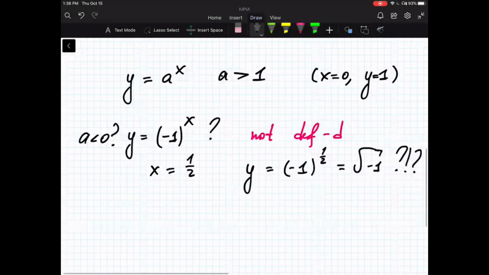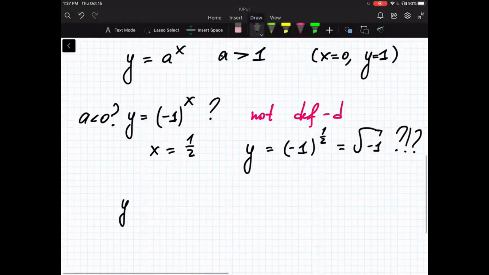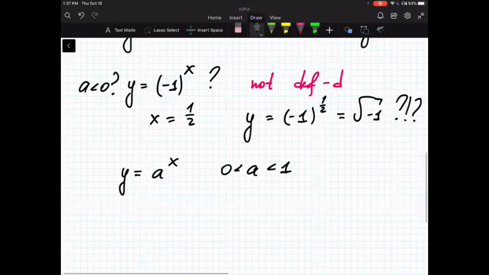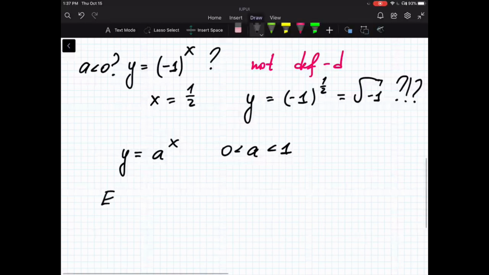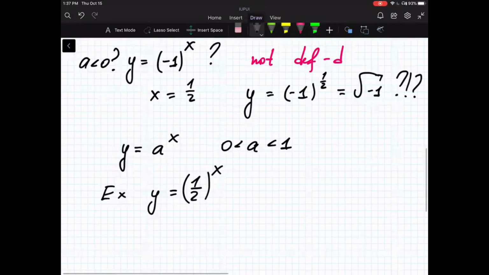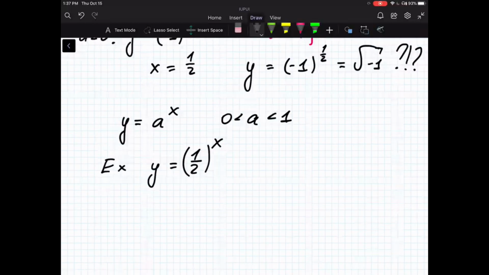But what about the situation when a is equal to 0? You can say that y is 0, so it's not a very interesting case. But what if we have a function with a now between 0 and 1? Again, in case a equals 1, you get that y is just 1. But what if a is between 0 and 1? A typical example is y equals 1/2 to the power x. This function is well defined because a is positive, so no problems with that.